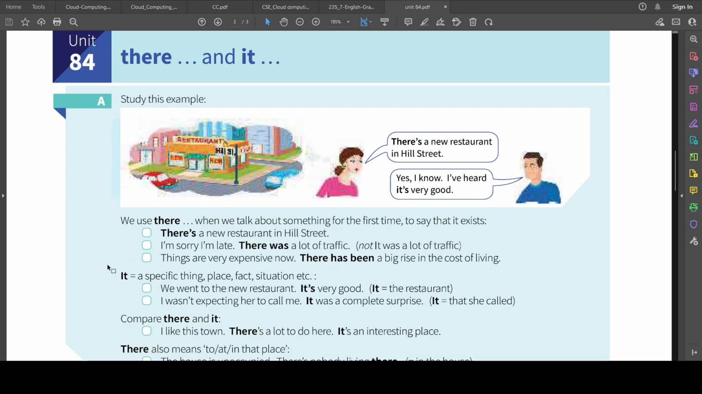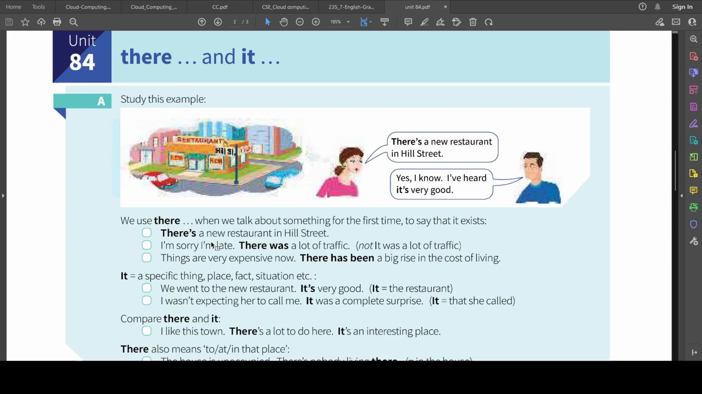So check it out, in all of these sentences, all of them express existence. Like there is a new restaurant. We are talking about a new restaurant that exists, talking about today's existences. In the next one, I'm sorry I'm late. There was a lot of traffic. We say there was a lot of traffic. We are talking about a lot of traffic that existed.